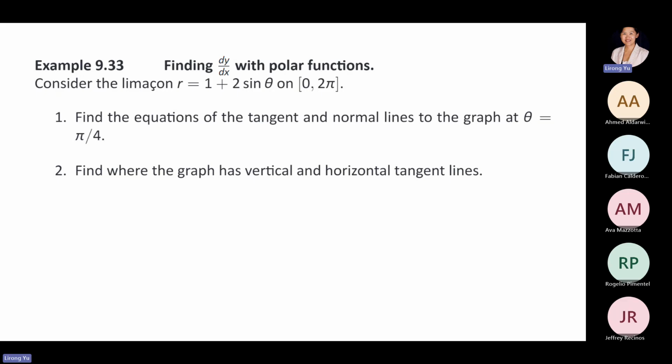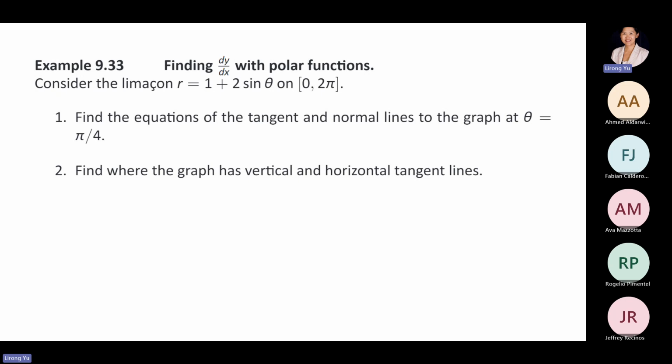So question number 1, we're going to find the tangent line and normal line to this polar curve. And number 2, we want to find the vertical tangent lines and horizontal tangent lines. So let's reaffirm the idea. In this question, we're trying to understand lines.